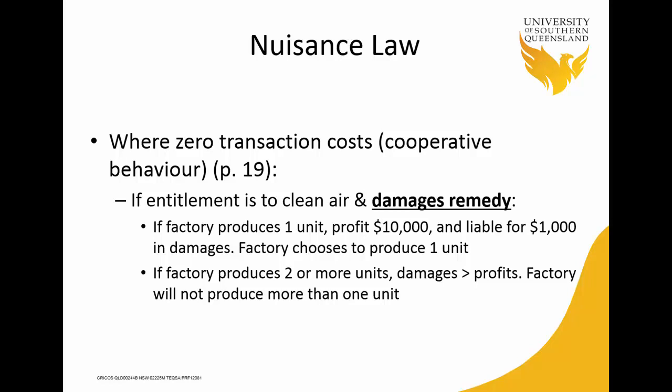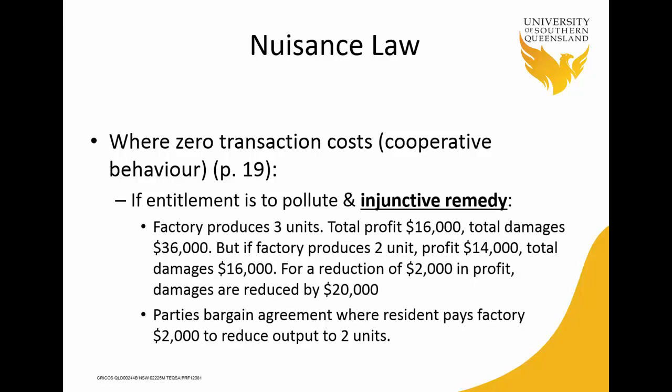Okay. So the first row, the first cell, we said that if there's an entitlement to clean air and there's a damages remedy... sorry, that's what we finished off just now. Here, under an injunction remedy, it would be best for the factory to produce at 1 unit.